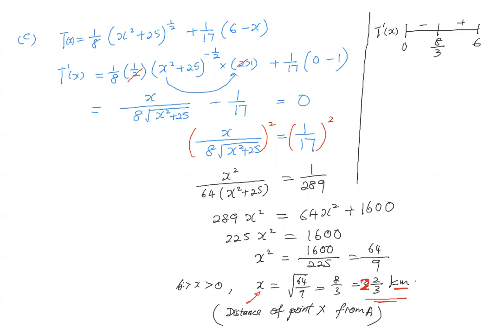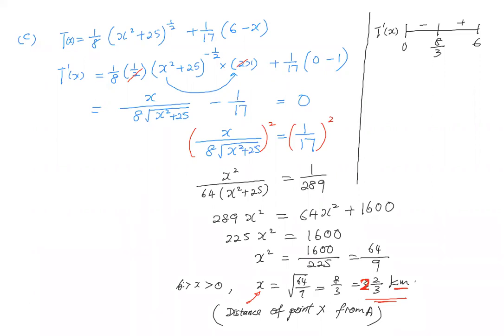Okay, Shafika, try. When x is 2 over 3 kilometer from A, the time is minimum. What do you mean by the time? Time to do what? Time taken for Peter to run from B to C. Yes, to travel from B to C.